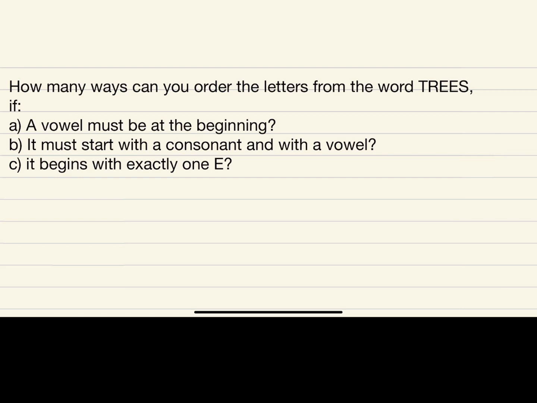So for this question, how many ways can you order the letters from the word trees if the first restriction is a vowel must be at the beginning? There are 2 vowels here, and one thing I will say is that there is an identical or repeated object. The E's are identical in the set. So that means we're eventually going to have to use this formula here in order to properly solve it.